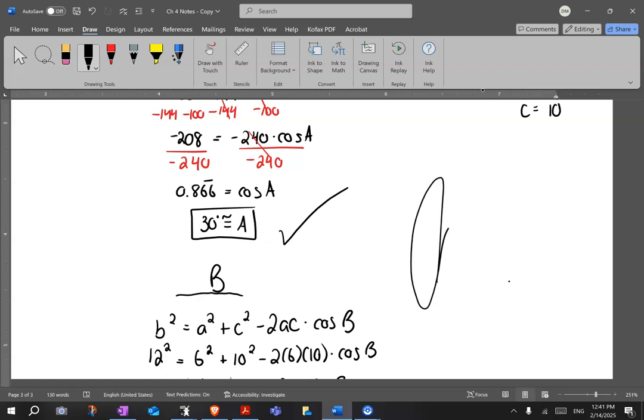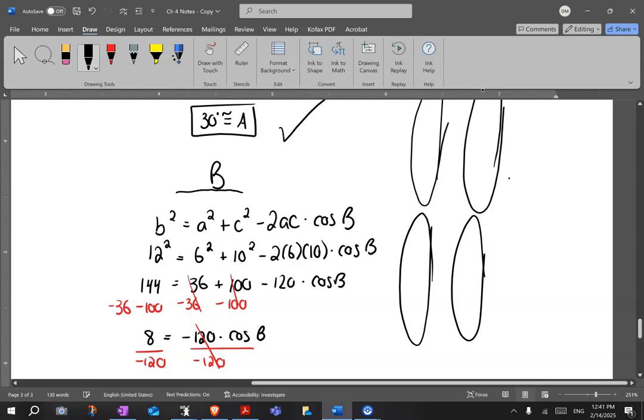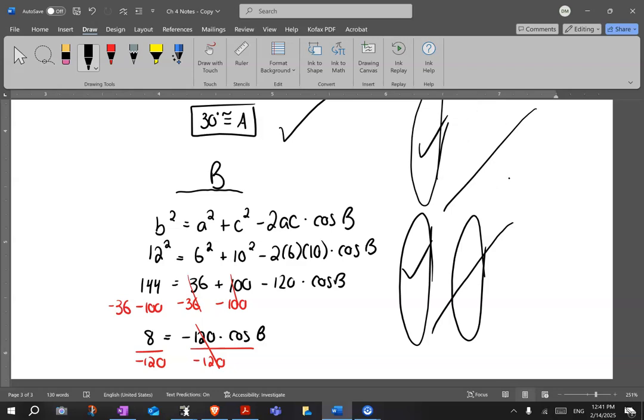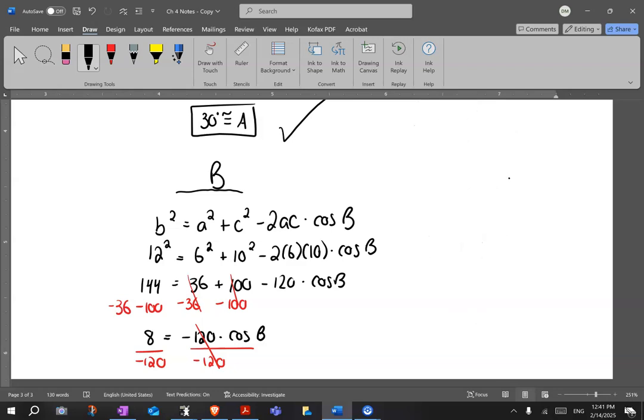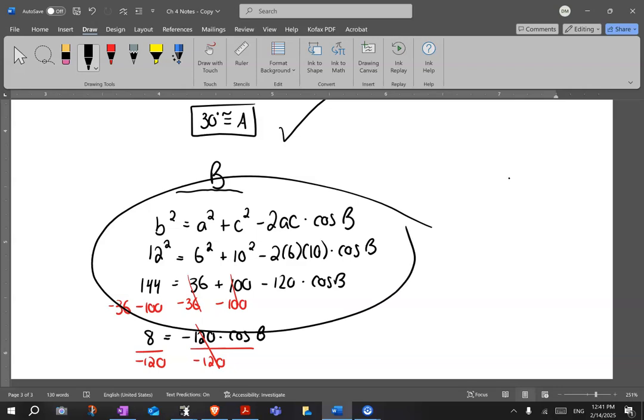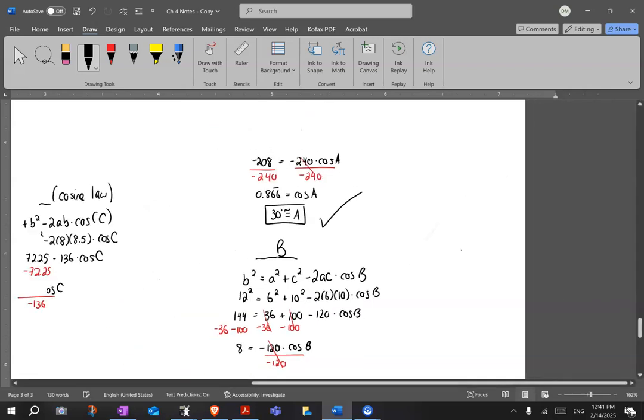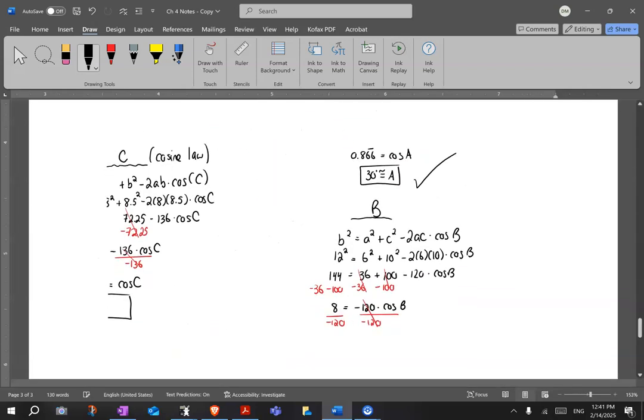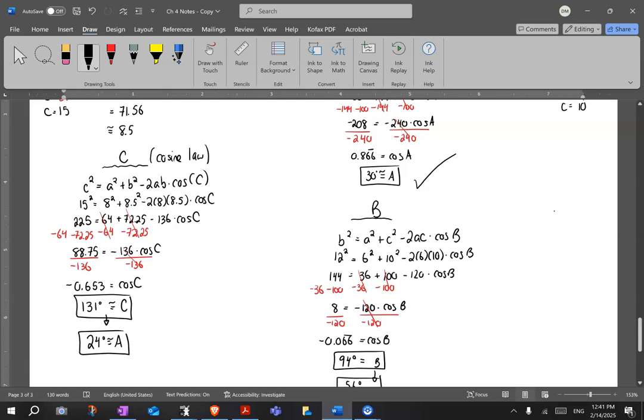So both of those pairs worked, and then you'll do it again, and you'll find another pair, and 2 of them will match, and you'll be like, that's our set. These are no longer options. If you have to do all of that work, you might as well have just stuck with the cosine law. So, rule of thumb, if you are forced to use sine law, use it.